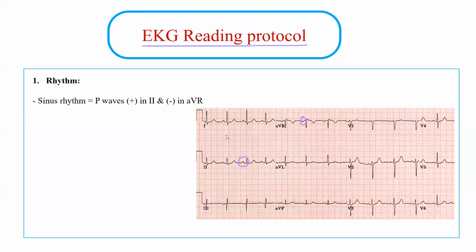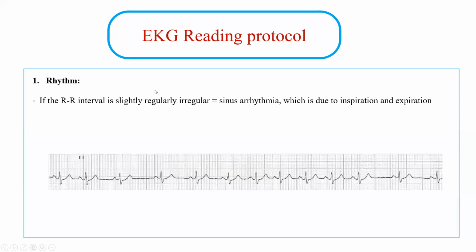Okay. Next, we want to determine if there is a sinus arrhythmia or not. If the RR interval is slightly regularly irregular, this is called sinus arrhythmia. And sinus arrhythmia is actually caused by normal physiological inspiration and expiration. If we look here at the RR interval, it's prolonged here more and more prolonged here. And after that, it goes shorter, just like this one. And after that, the same one, shorter, the same.